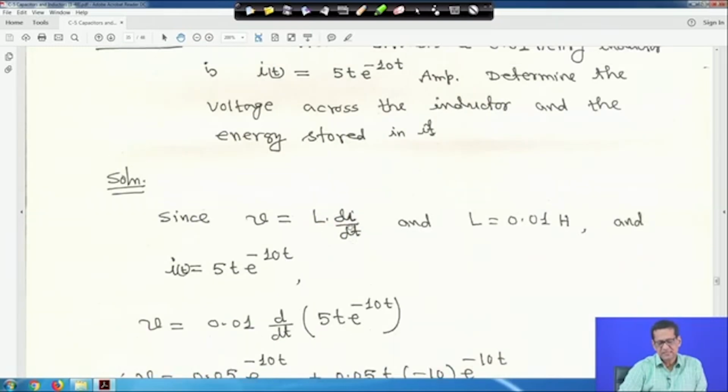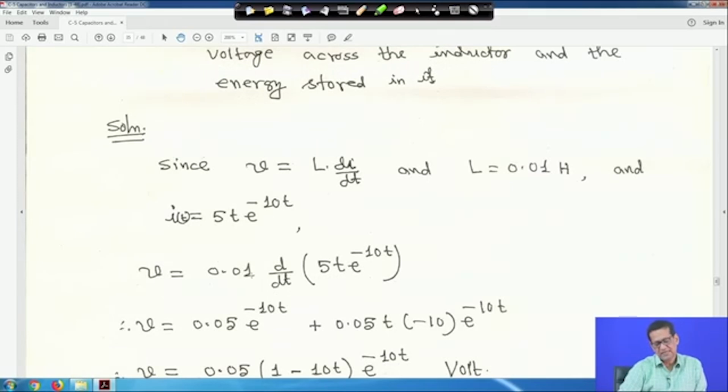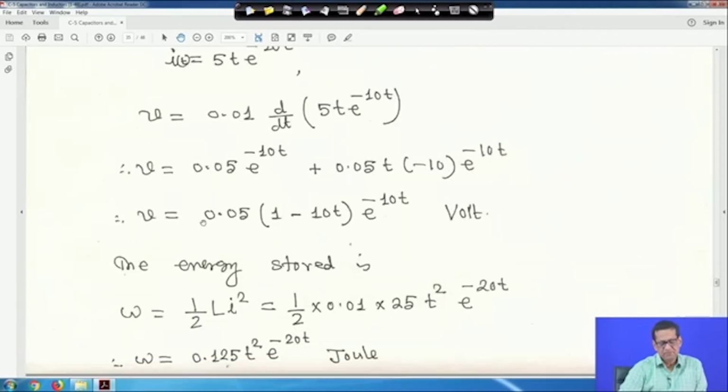Since we know that V is equal to L di/dt, and L is given as 0.01 Henry, and i(t) is given as 5t into e to the power minus 10t. So V is equal to L into d/dt of i. If you take the derivative of it, it will become 0.05 e to the power minus 10t plus 0.05t into minus 10 into e to the power minus 10t. If you simplify, V is equal to 0.05 into (1 minus 10t) into e to the power minus 10t volts.